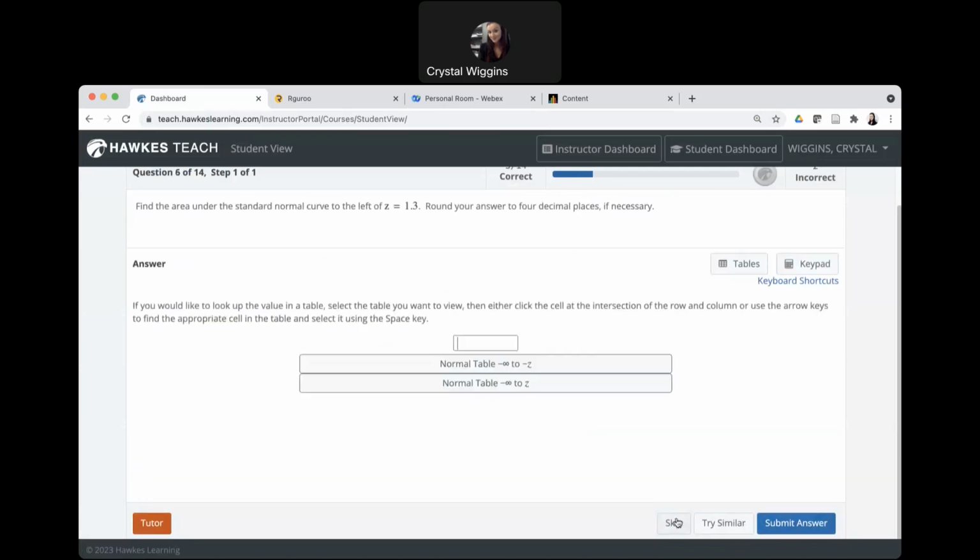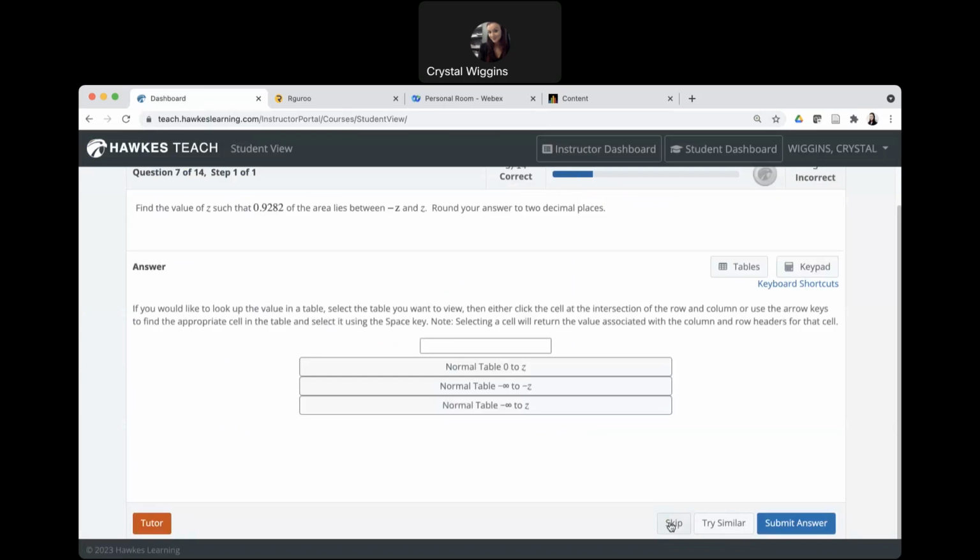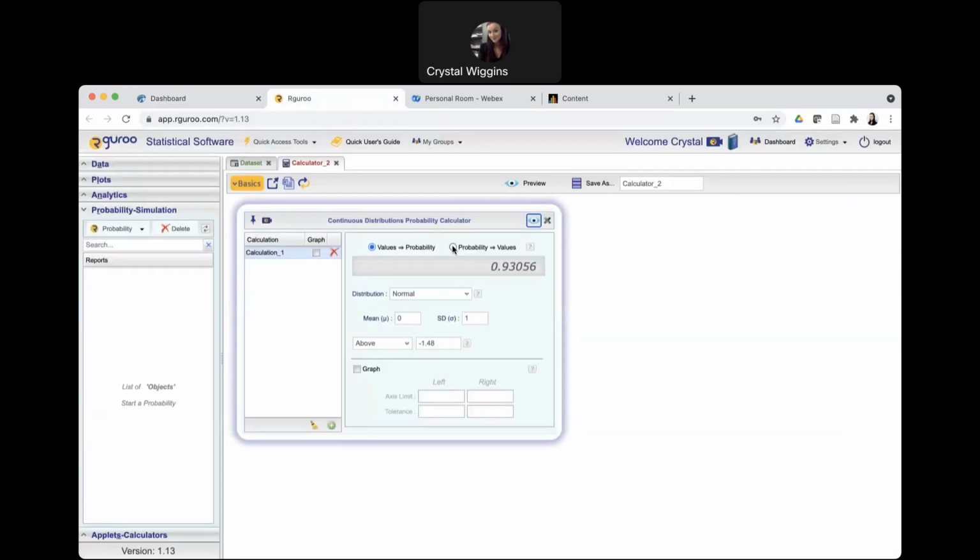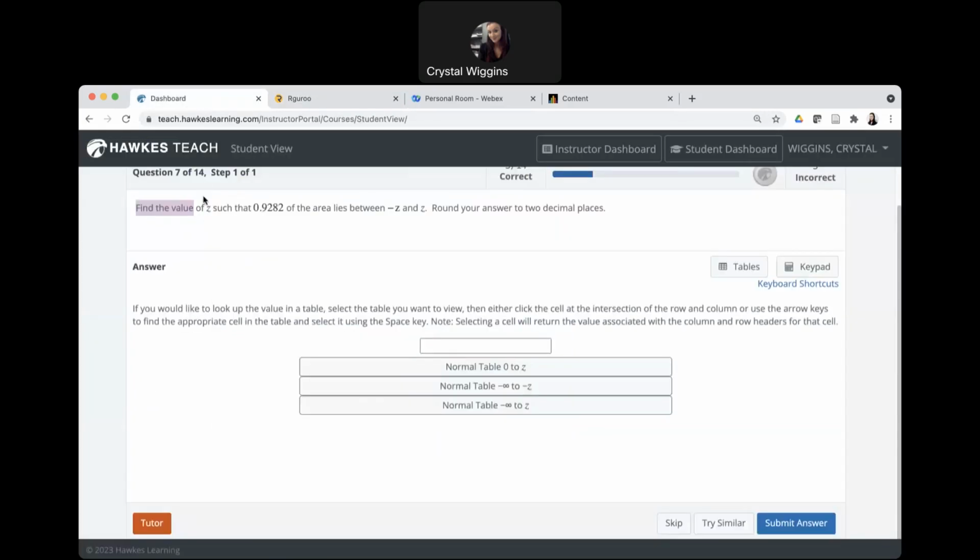Okay, let me find one that is a little different. How about this one? Find the value. I'm going to pause right there and change my mode in the calculator so the arrow is pointing to the value. Find the value of z such that this given area lies between negative z and z.